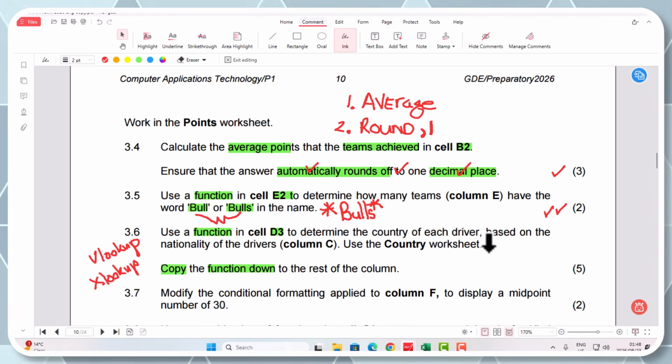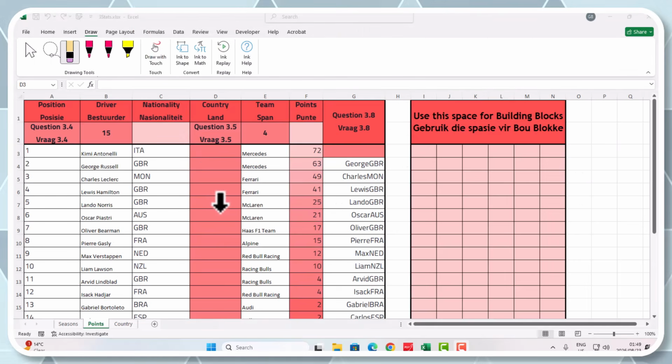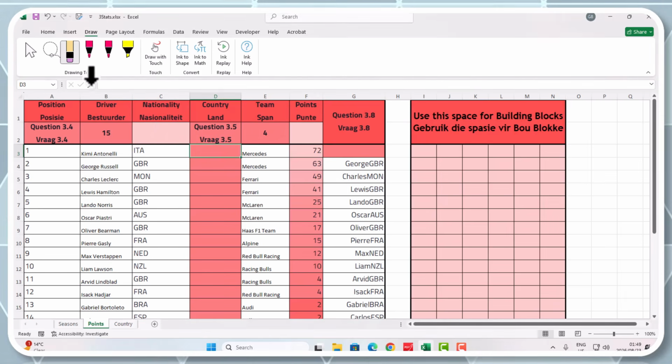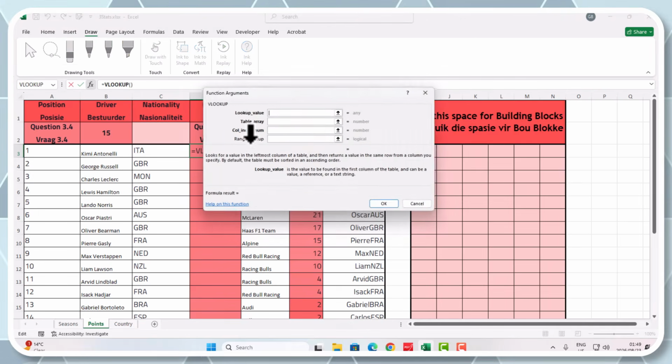All right, so we're using a function in cell D3 to determine the country of each driver based on the nationality. All right, that's important. So we're looking at country, the nationality, use the country worksheet. Okay, good. Right, so let's go and do this one. So what we're looking for is the VLOOKUP function. Okay, guys, so fx. Let's go for VLOOKUP. There we go.